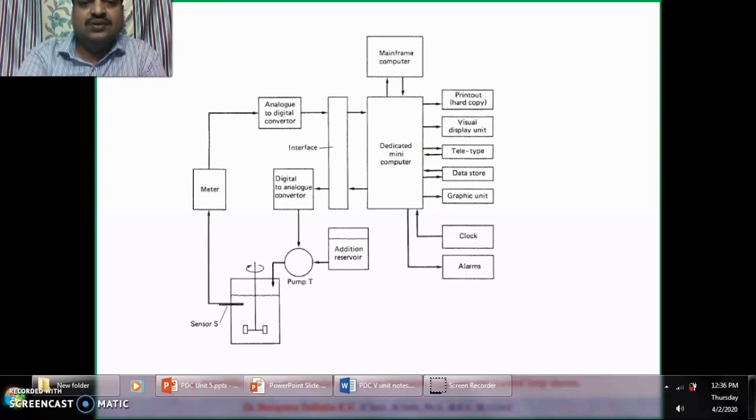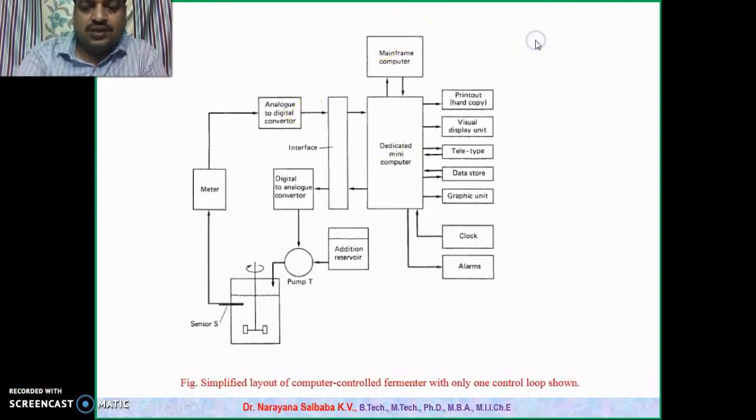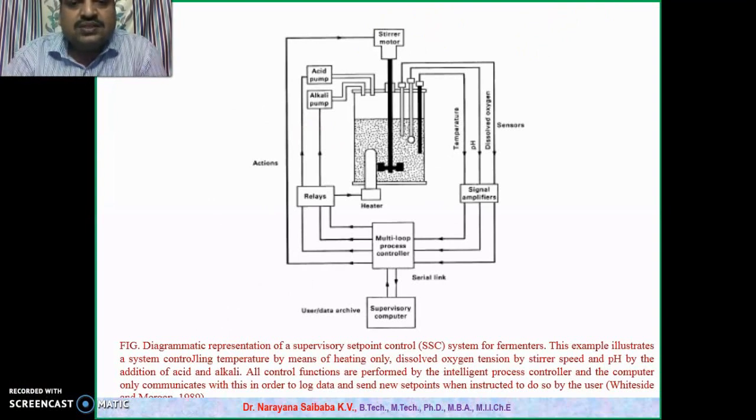Okay, second level. Once this DDC is over, we can go for this SSC. SSC is called supervisory set point control system. So here in this example we have temperature control, pH control, dissolved oxygen control. All these three are simultaneously shown in this example. We know that all control functions in an SSC are performed by the intelligent process control, that is electronic controllers, and the computer only communicates with the electronic control in order to log the data and send new set points when instructed by the designer or user. So this is how this will work.